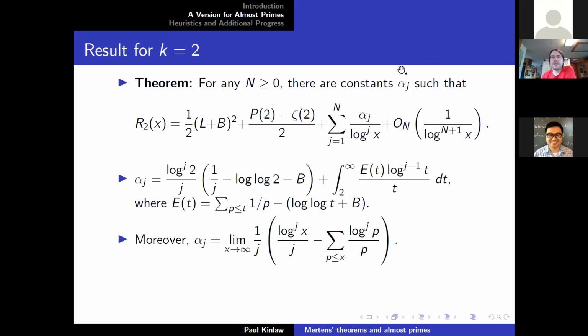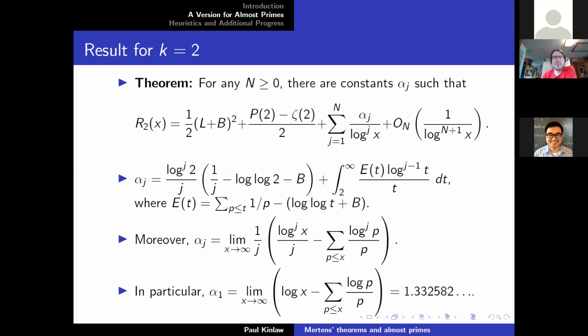And we found a nicer formula for the alpha j's as well. So if we look at the limit of the difference between the sum over p up to x of log p to the j over p and log x to the j over j, and then divide by j. So that limit is known to exist for all j, and that's actually equal to alpha j. So it gives a nicer representation of these constants.